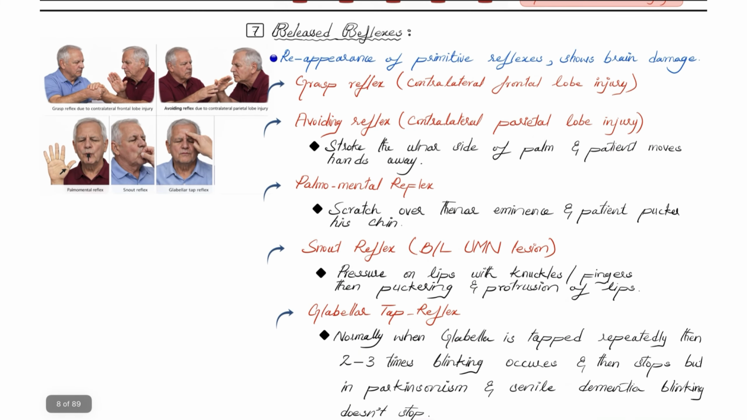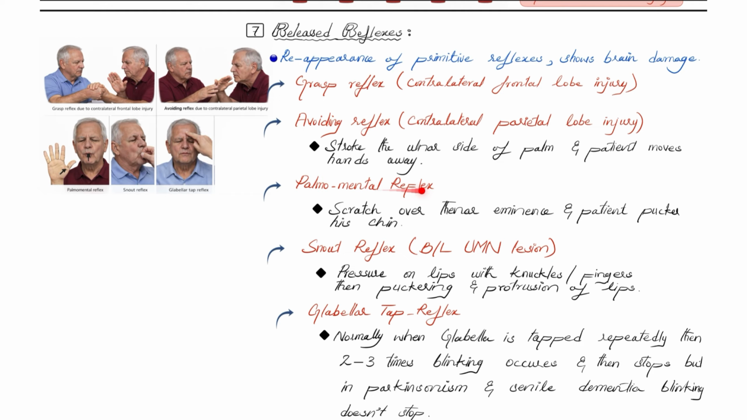Then you have to check some release reflexes. Release reflexes are the reappearance of primitive reflexes which indicate brain damage, like the grasp reflex, which indicates contralateral frontal lobe injury, or the avoiding reflex, which may show contralateral parietal lobe injury. And how do you perform the avoiding reflex? Stroke the ulnar side of the palm and the patient moves the hand away.